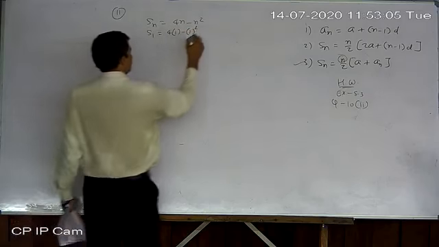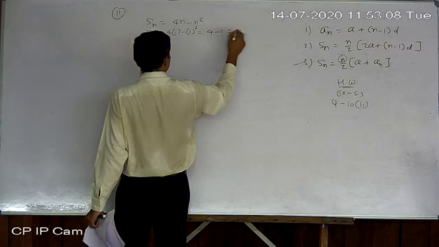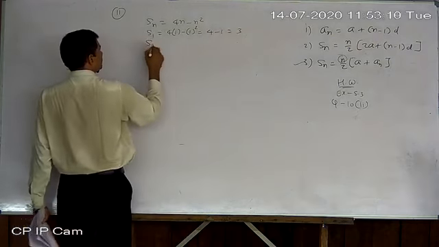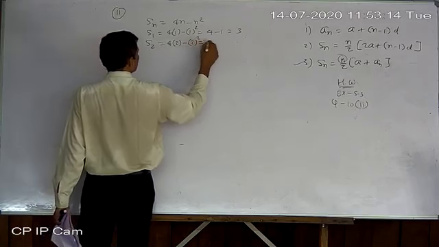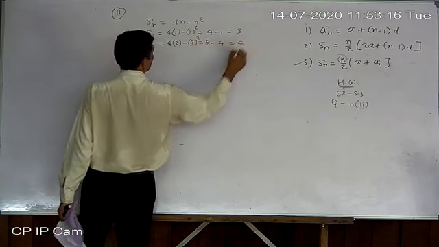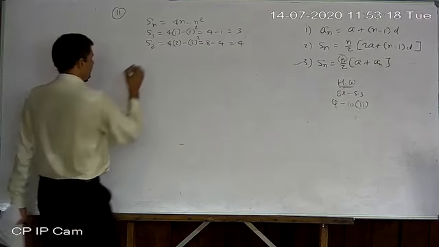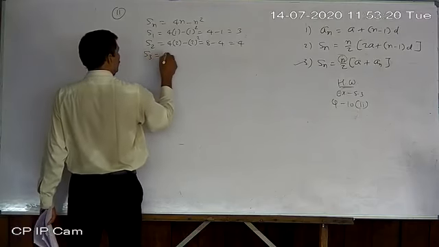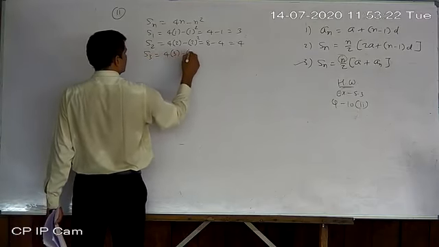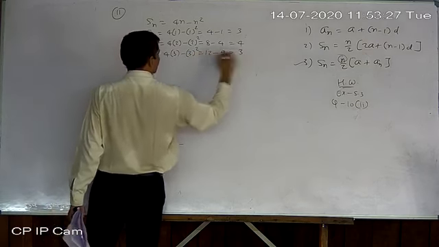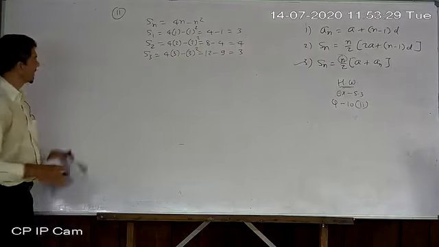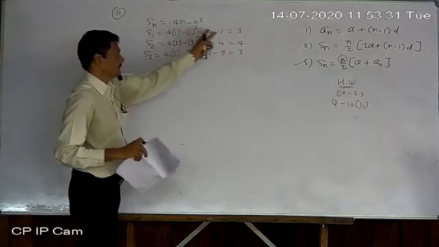So it will be 4 into 1, which is 4, minus 1, which is 3. S2 is 4 into 2 minus 2 square, so 8 minus 4, which is 4. S3 is 4 into 3 minus 3 square, so 12 minus 9, which is 3.